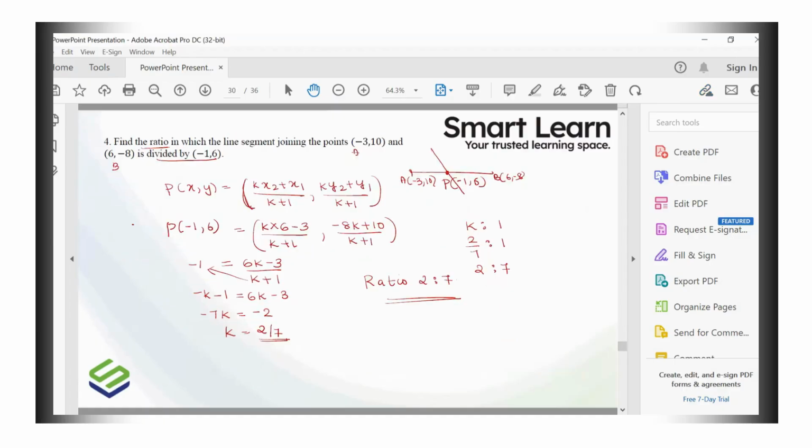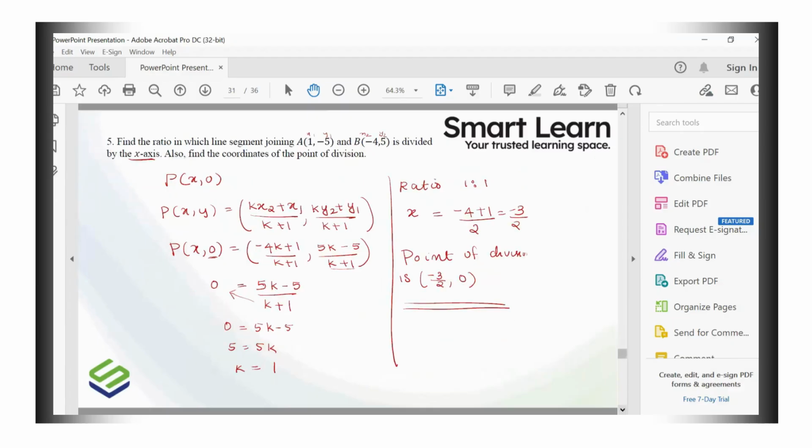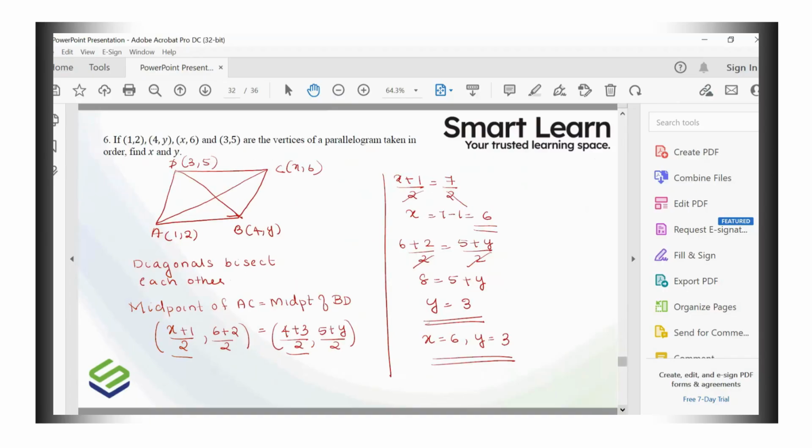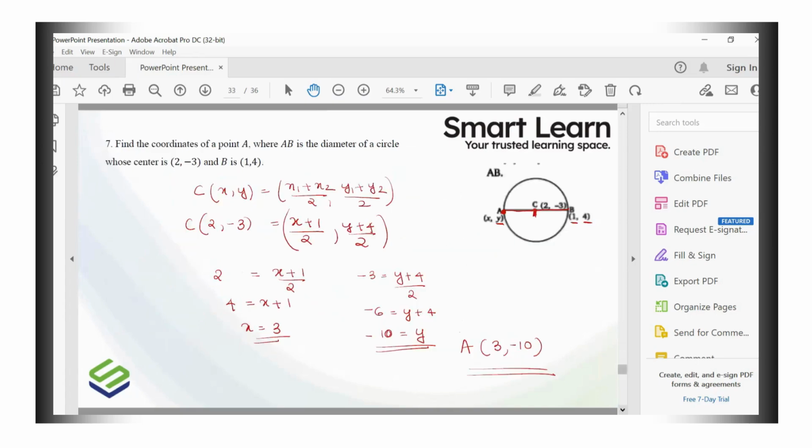Now next question. This already you know, children. This I am not discussing. Okay. Now this is divided by x-axis, means it will be x comma 0. Now this also we already discussed, this type of question. Vertices of parallelogram. Find x and y. Same, midpoint of AC equal to midpoint of BD.